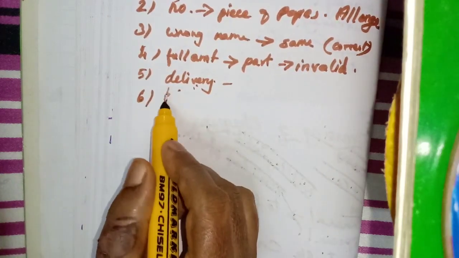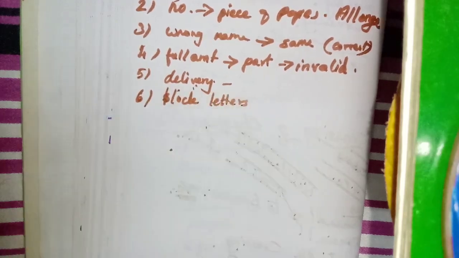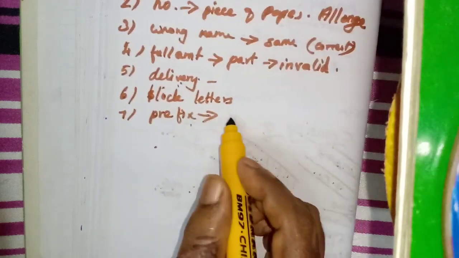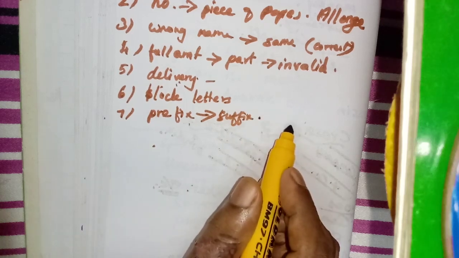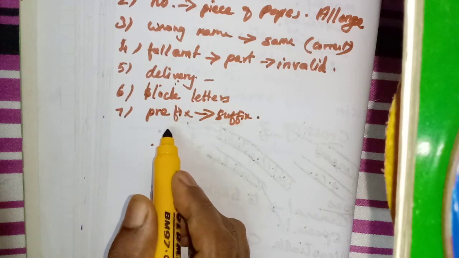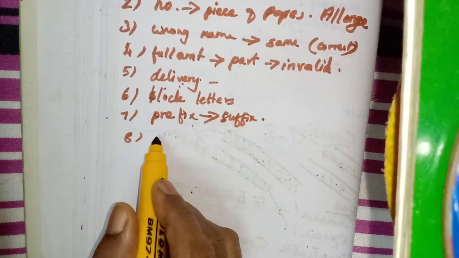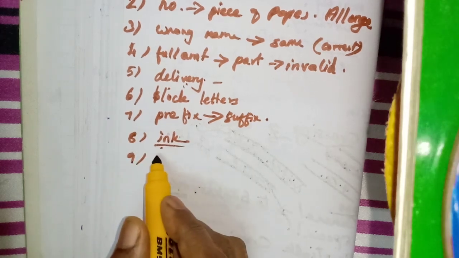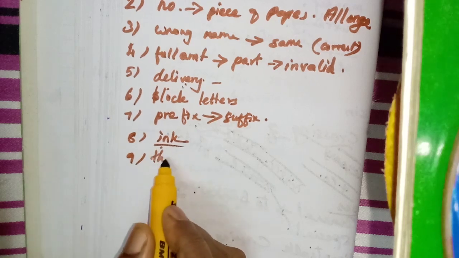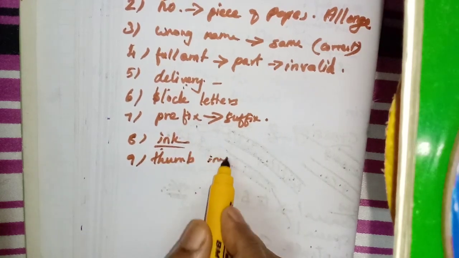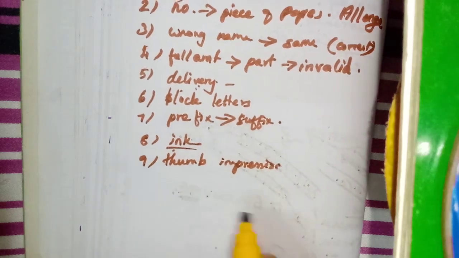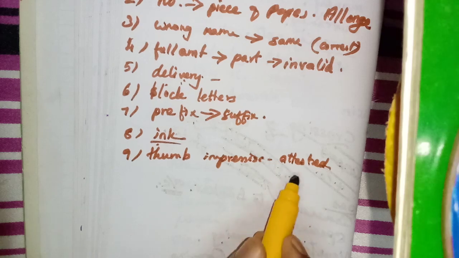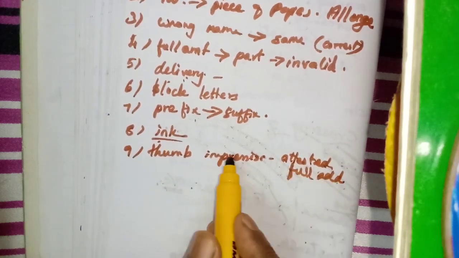Then they may not sign in block letters. Block letters should not be used for signing in the document. Then they may not add any prefix or suffix to the name of the endorsees or payee, two names, three names. Then endorsement must be made with ink only, not with pencil. Then if the payee is an illiterate person, he can sign the document with his thumb impression. With ink they will press their thumb. But this must be attested by another person. Understand? That attesting person should give his full name and address.